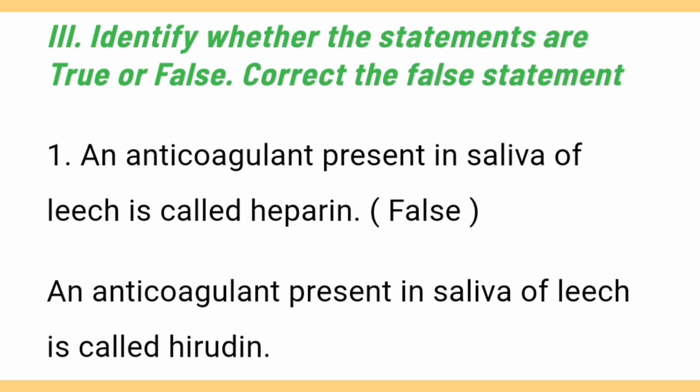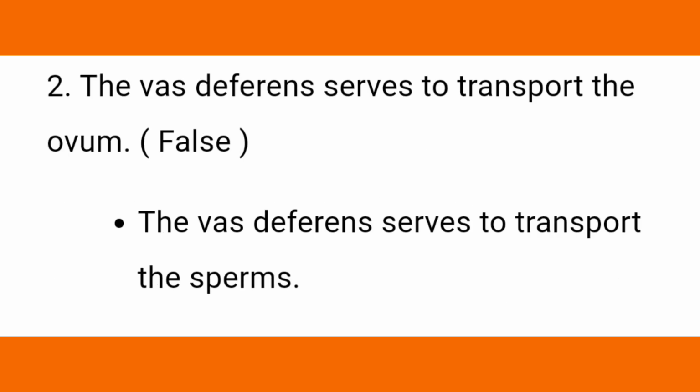Third Roman letter, identify whether the statements are true or false. Correct the false statement. First one, an anticoagulant present in saliva of leech is called heparin. The statement is false. An anticoagulant present in saliva of leech is called hirudin. Second one, the vas deferens serves to transport the ovum. The statement is false. The correct statement, the vas deferens serves to transport the sperms.